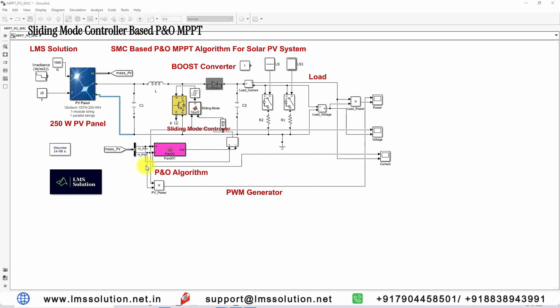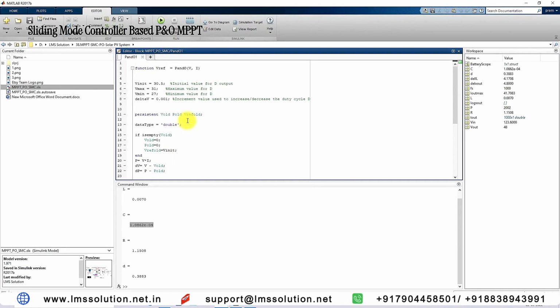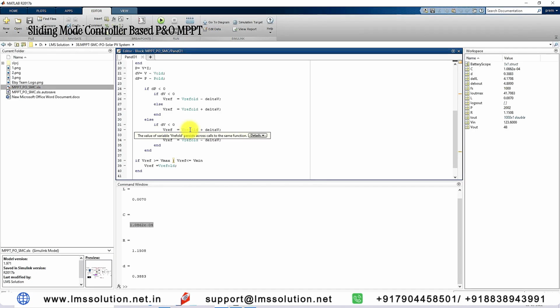Next, we are going to apply the MPPT algorithm based upon a sliding mode controller based P&O MPPT. Here you have a P&O MPPT. The P&O MPPT provides the reference voltage based upon the PV voltage and current. So you have to measure the PV voltage and current, and it generates the reference voltage. So it is a standard P&O MPPT. I already explained the P&O in my channel. You can see my earlier video about the P&O MPPT, you will get a better idea.